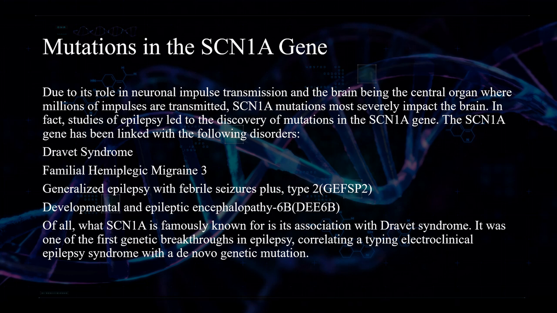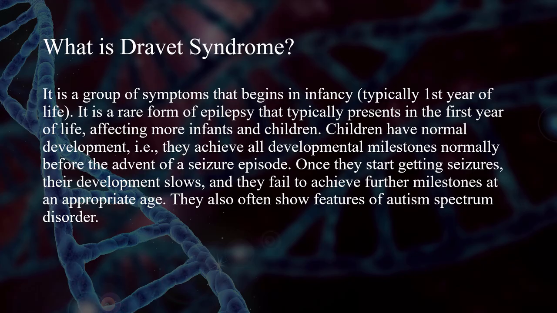The SCN1A gene has been linked with the following disorders: Dravet syndrome, familial hemiplegic migraine 3, generalized epilepsy with febrile seizures plus, type 2, GFSP2, and developmental and epileptic encephalopathy 6B, DE6B. Of all, what SCN1A is famously known for is its association with Dravet syndrome. It was one of the first genetic breakthroughs in epilepsy, correlating a typing electroclinical epilepsy syndrome with a de novo genetic mutation. What is Dravet syndrome?